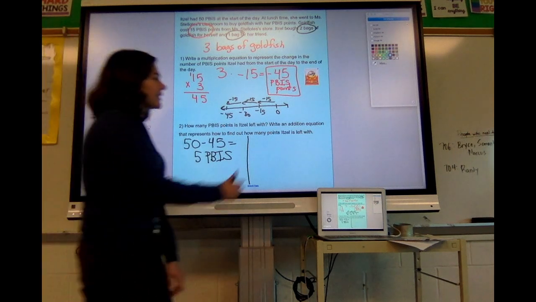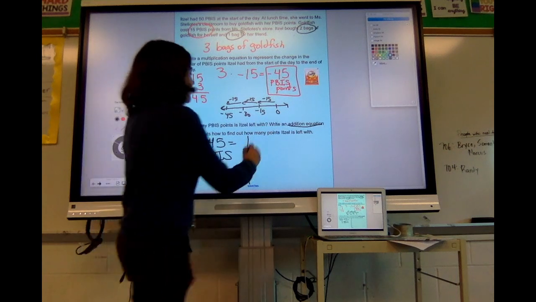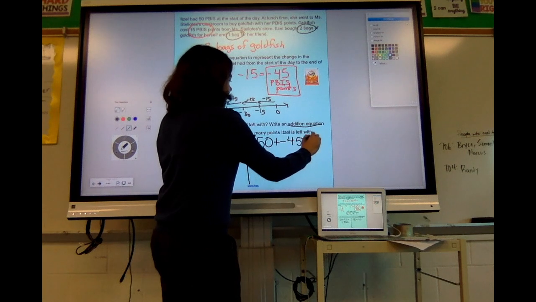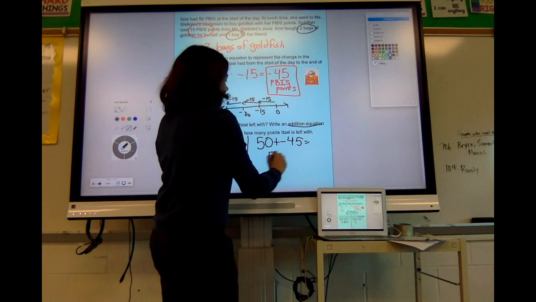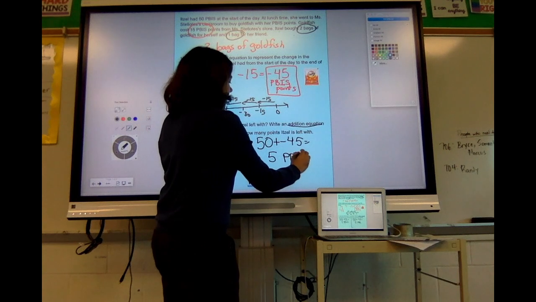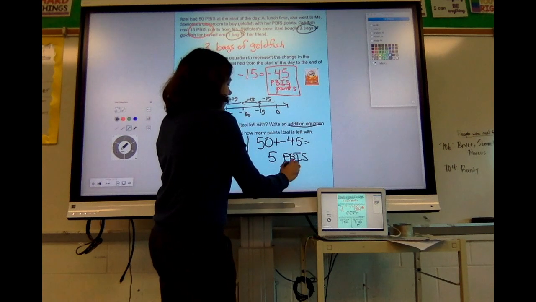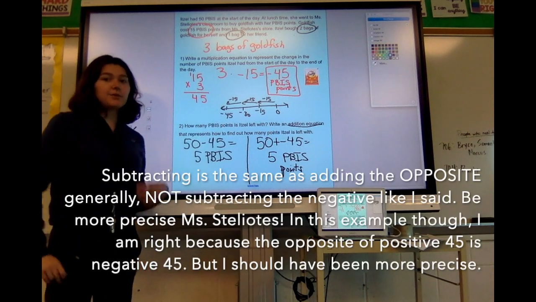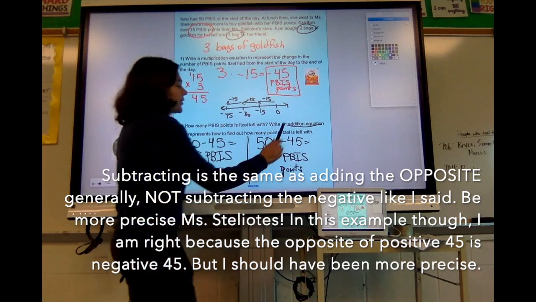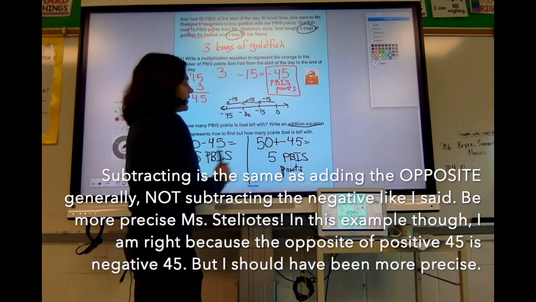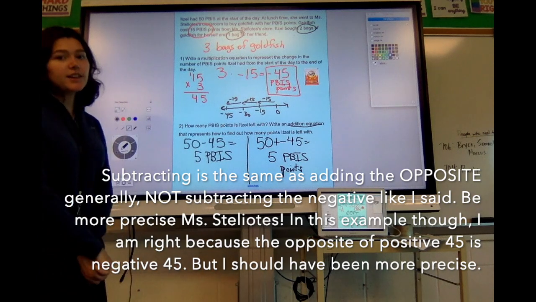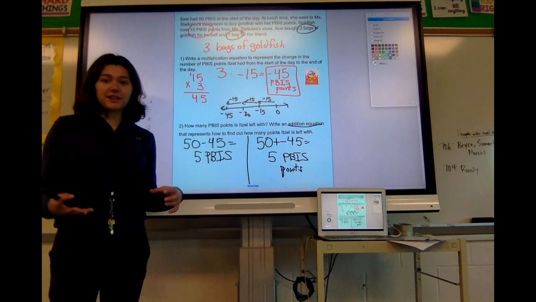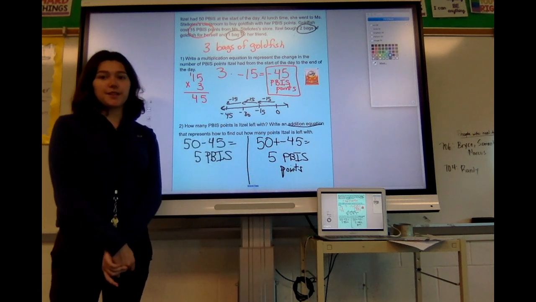But this is asking to write it as an addition problem. We can do that by saying 50 plus negative 45. And that also is going to equal. I want you to see both because remember, subtracting is the same thing as adding the negative. So subtracting positive 45 here was the same as adding negative 45. And with this idea of 50 as our starting point, and then our change is we're going negative 45, that one works more as an addition problem.